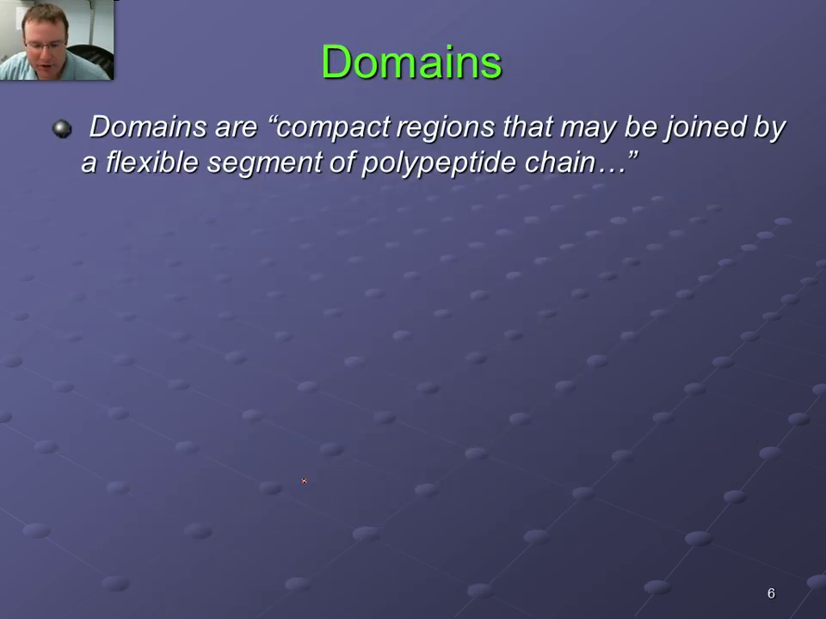Okay, so the other part that's sort of related to this in between secondary and tertiary structure is a concept or a piece of vocabulary referred to as domains. So domains are actually really, really important. Defined domains are what are called compact regions in a protein, that may be joined by a flexible segment of polypeptide chain.